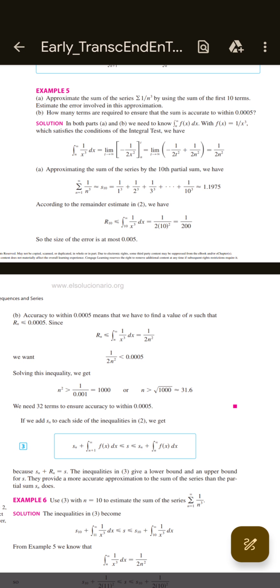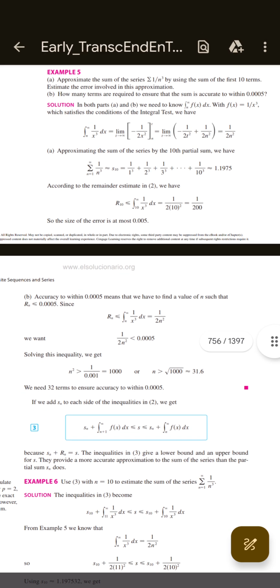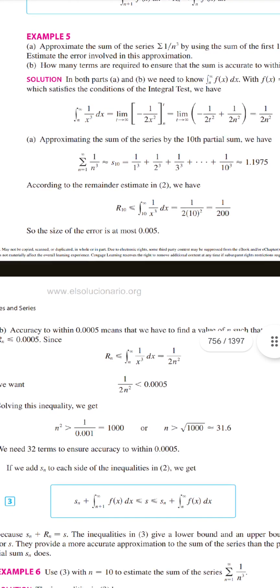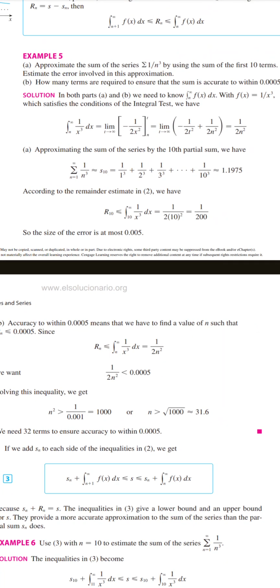A. Approximating the sum of the series by the 10th partial sum. We have the sum from n equals 1 to infinity of 1 over n cubed is approximately s sub 10, equals 1 over 1 cubed plus 1 over 2 cubed plus 1 over 3 cubed, all the way through to 1 over 10 cubed, which is approximately 1.1975.